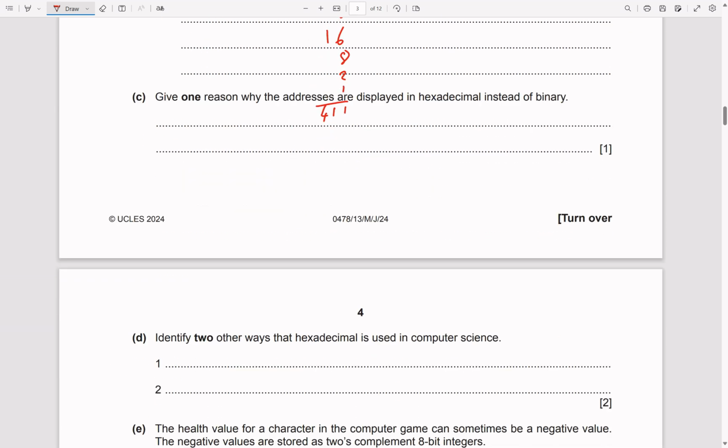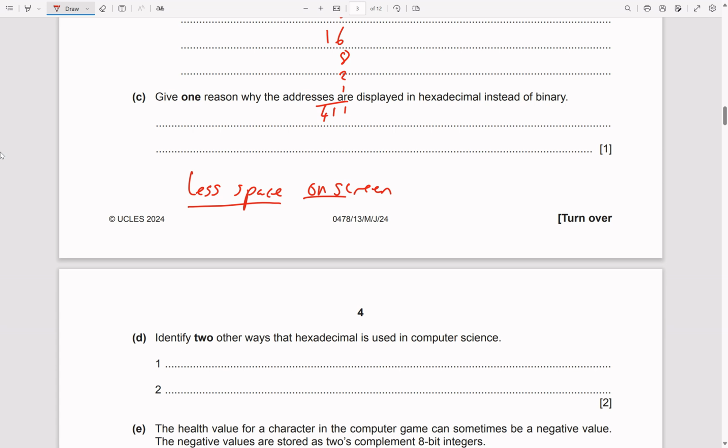Okay. Right, so then we want to give one reason why the addresses are displayed in hexadecimal instead of binary. For this, we can say hexadecimal is going to be easier for a human to understand. Also, it's going to use up less space on the screen. If you give this less space argument, you have to specifically say on screen, because otherwise it's ambiguous. They may think you mean less space in memory, which is obviously not going to be true, because in reality they're all stored in binary in memory anyway.